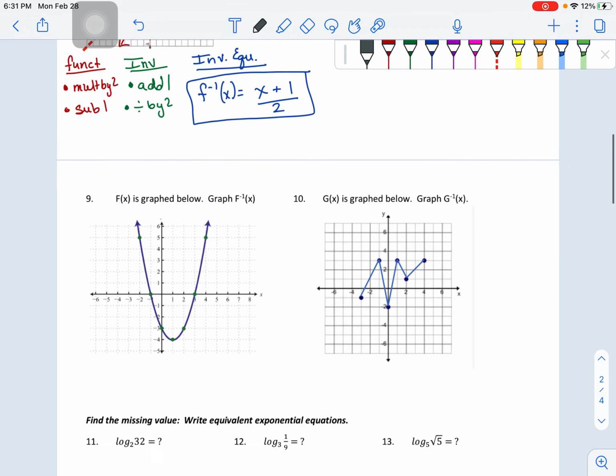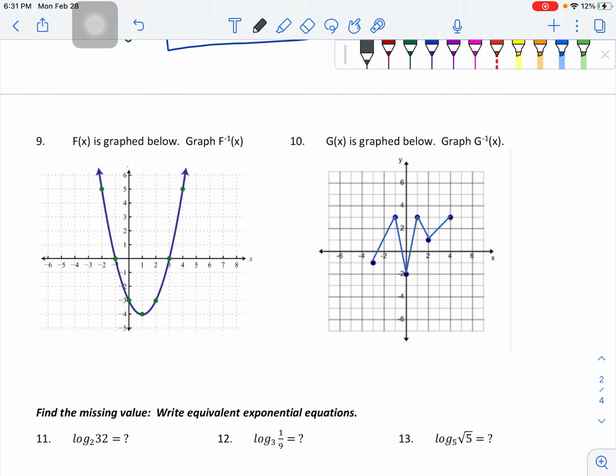All right, here's another graph. They already have the function graphed. We just want to graph the inverse. Okay, so first of all, let me talk about this graph. This is a parabola, and it's actually a function. Now, what makes it a function?